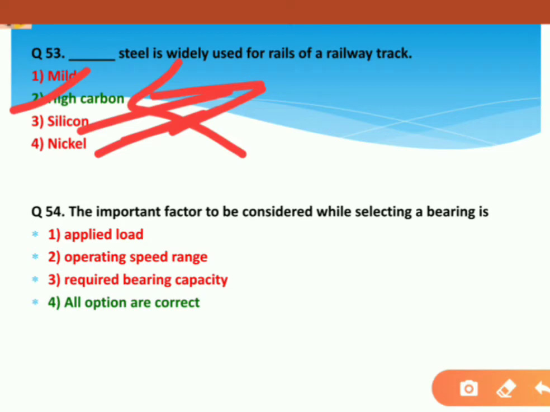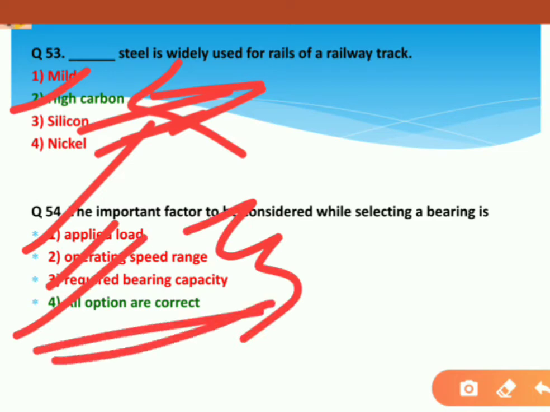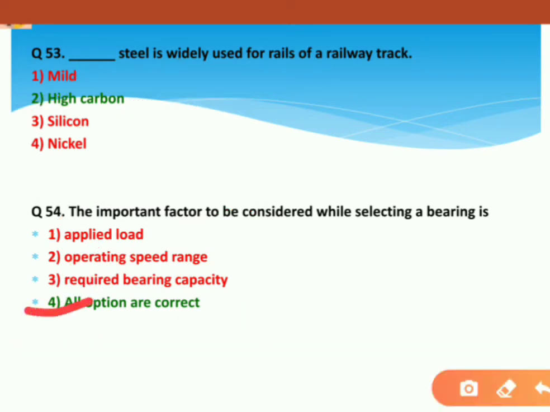The important factor to be considered while selecting a bearing. So here applied load yes, operating speed yes, required capacity, bearing capacity yes. All of the options are correct. Here option 4 will be the correct answer for question 54. Let's proceed to next question.